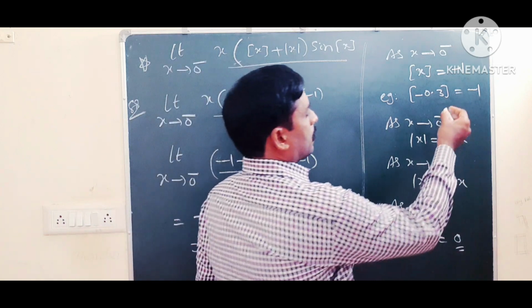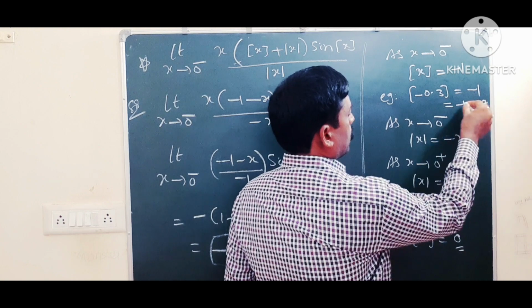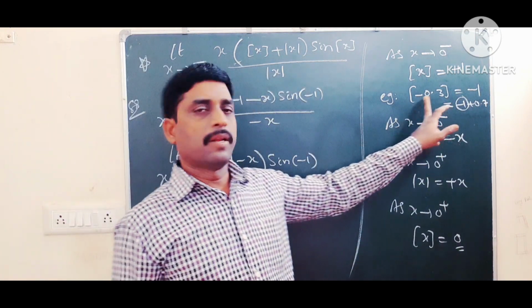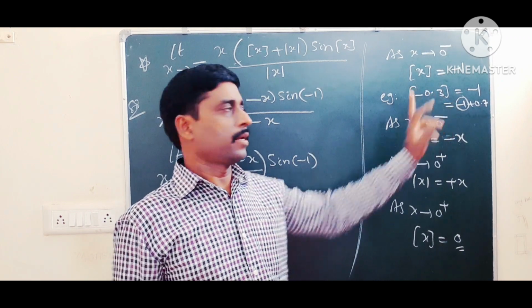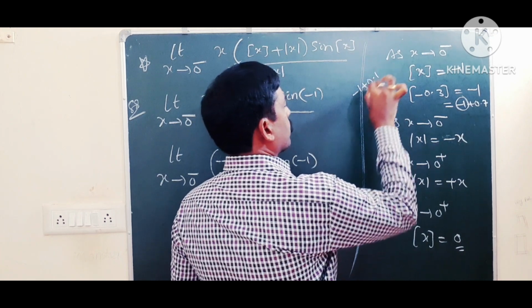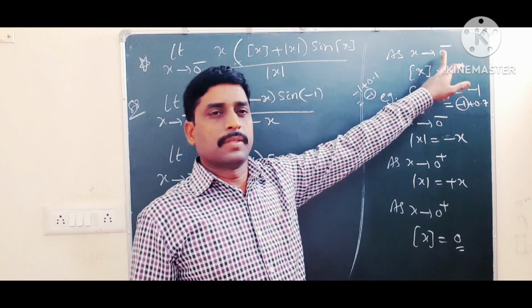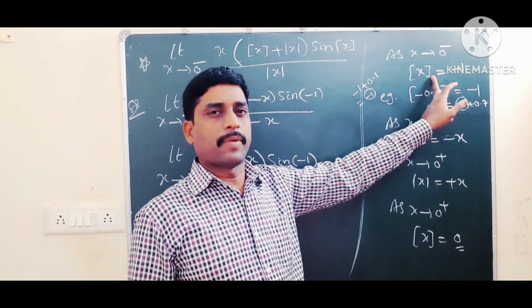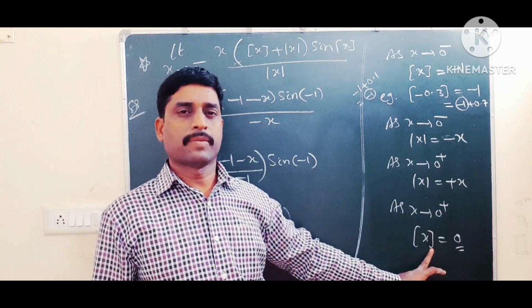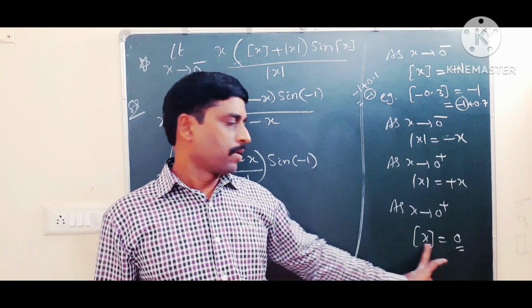So minus 0.3, I can write as minus 1 plus 0.7. What is the integer value here? Minus 1. So one more example: minus 0.9. The integral part of minus 0.9, how much? Minus 1 plus 0.1. So minus 1. So as x reaches numbers less than 0, the integral part of x value is minus 1. As x reaches 0 plus, the integral part of x value is 0. So between 0 and 1, you take any number, the integral part of x value is 0.